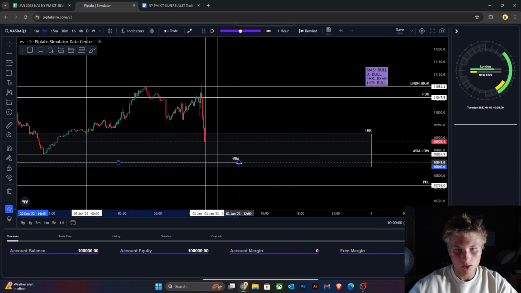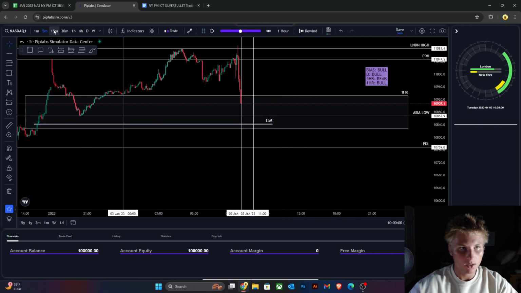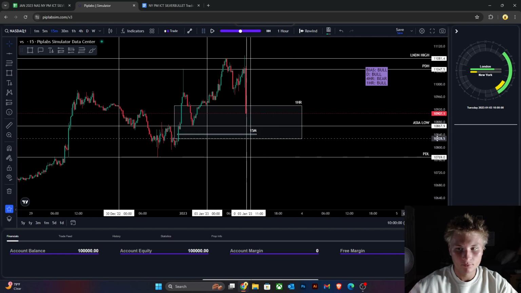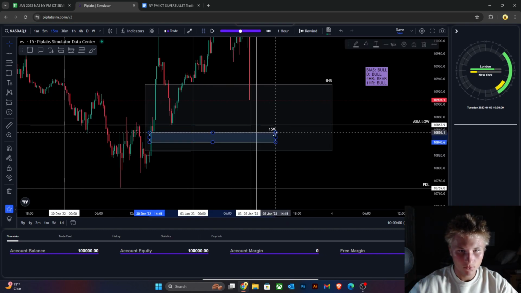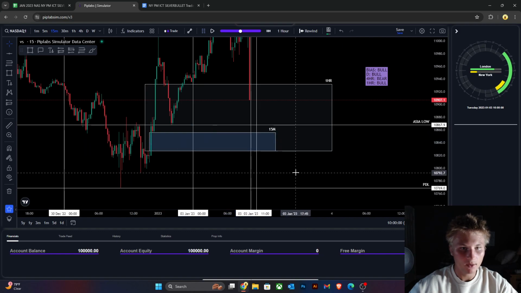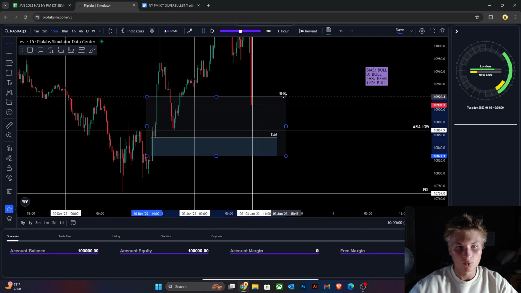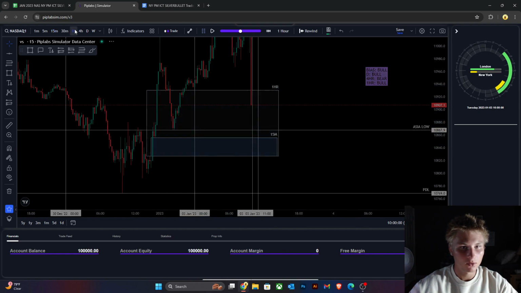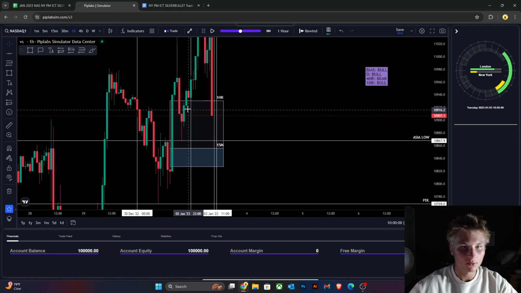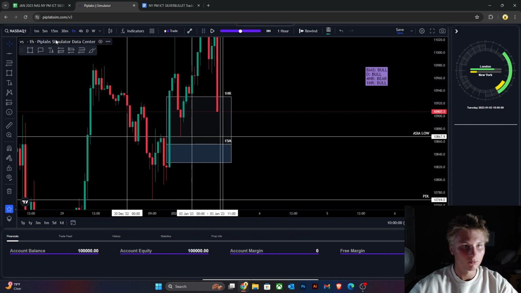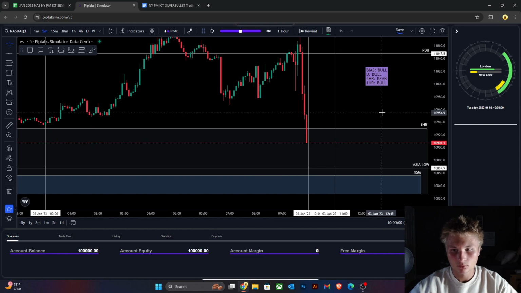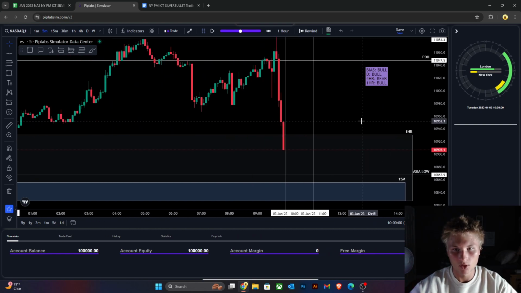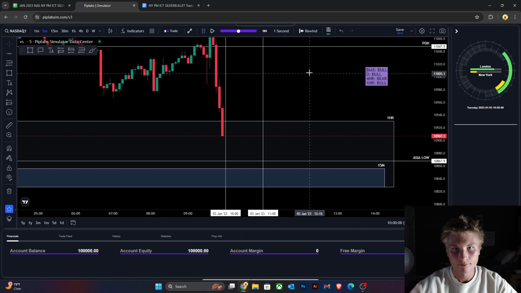Let me make these gaps smaller. I just messed up my gap. There's the 15-minute gap and the 1 hour right there, I believe. But alright, hopping down to the 5-minute. Now we're gonna watch what price does here at 10 a.m.